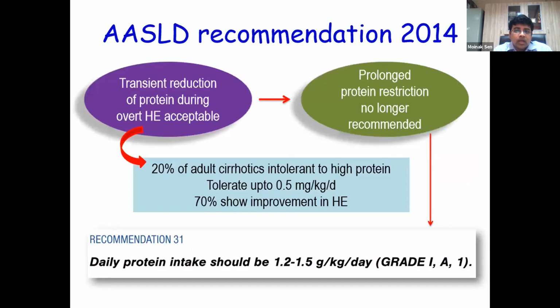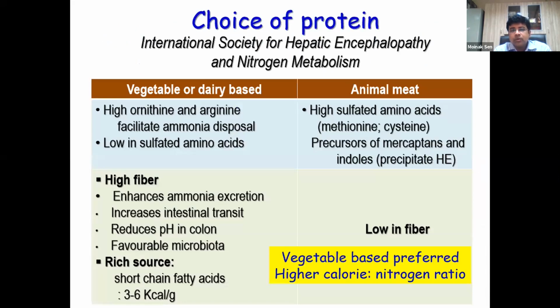The American Association for the Study of Liver Diseases says that in a patient with hepatic encephalopathy, at the time of hepatic encephalopathy, you have to transiently reduce the protein in the diet to about 0.5 grams per kg. But the moment the hepatic encephalopathy has resolved, you should go back to the normal diet, and that is 1 to 1.5 grams per kg per day. If you look at the choice of protein, vegetable proteins are physiologically more acceptable than animal protein.